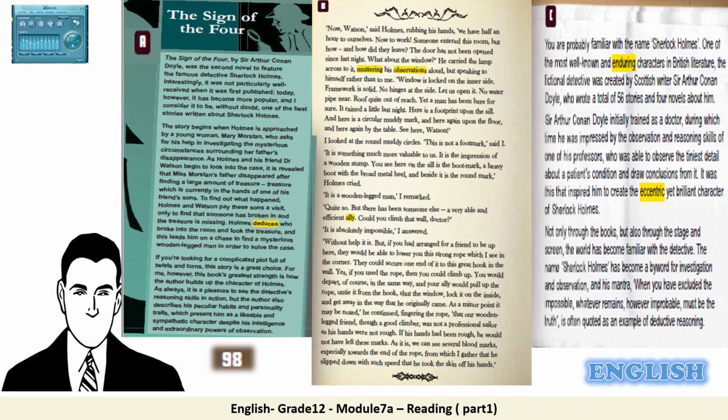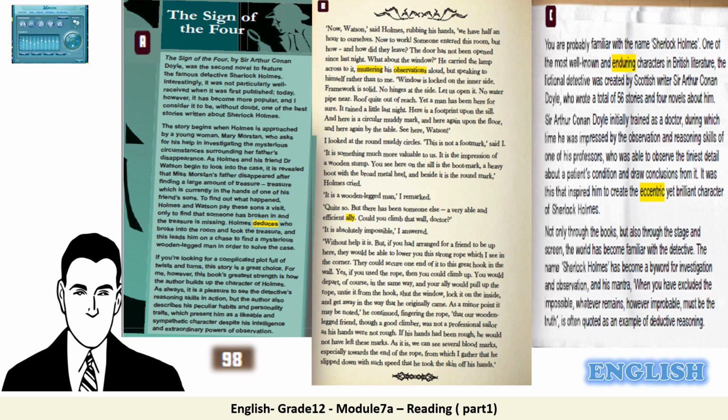B. "Now, Watson," said Holmes, rubbing his hands, "we have half an hour to ourselves. Now to work. Someone entered this room, but how? And how did they leave? The door has not been opened since last night. What about the window?" He carried the lamp across to it, muttering his observations aloud, but speaking to himself rather than to me. "Window is locked on the inner side. Framework is solid. No hinges at the side. Let us open it. No water pipe near. Roof quite out of reach. Yet a man has been here for sure. It rained a little last night."